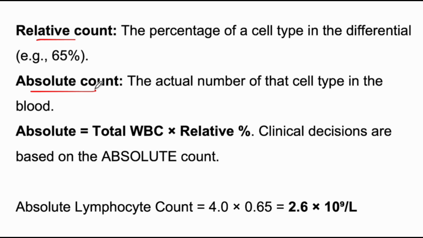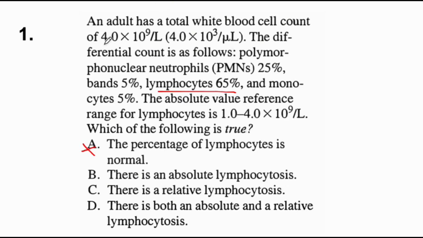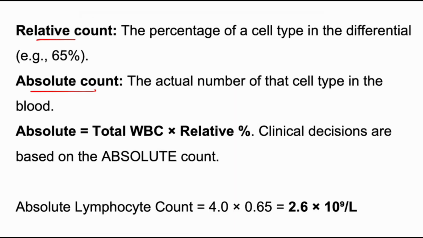The crucial formula to remember is: absolute count equals the WBC count multiplied by the relative percentage. So for our question, total WBC count 4.0 × 10^9 per liter, relative percentage 65%. So the absolute lymphocyte count is 2.6 × 10^9 per liter.